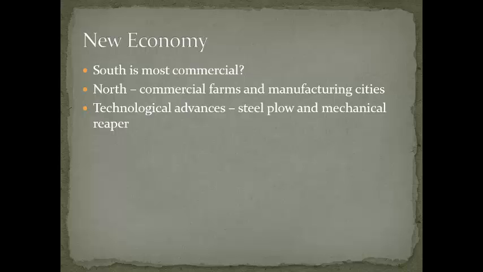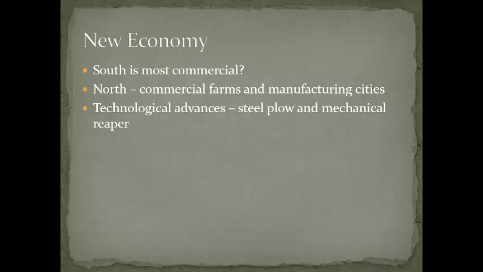Okay, fine. The North is also beginning to commercialize. We see commercial farms. They're not growing food for the farmer to eat. You're not growing potatoes and tomatoes and wheat and corn. You're not growing a variety of food for you to eat. You're focusing on one crop. All we grow is wheat. We sell that wheat on the market, and then we use that money to buy things that we need to live. So we see commercial farms and manufacturing cities, and of course farming is helped along by technological advances such as the steel plow and mechanical reaper.